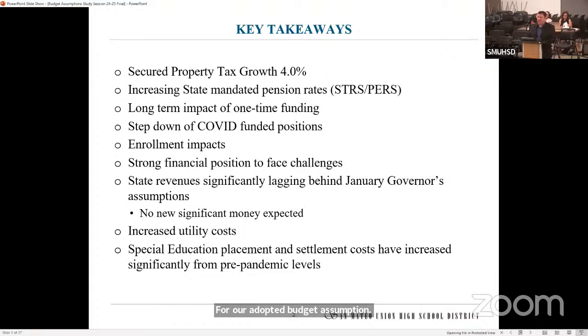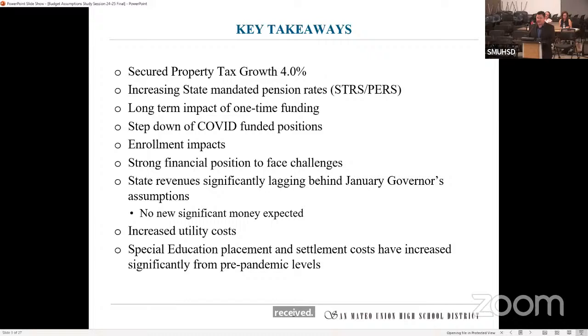We continue to see our state mandated pension rates increase, while STRS, our certificated pension, has leveled off now at 19.1%. Our PERS rate continues to increase year over year and is still projected to increase. We still have the long-term impact of the one-time funding, federal and state. We continue to step down the COVID-funded positions. In fact, the board took action earlier this year to amend its step-down plan because of information and feedback received.